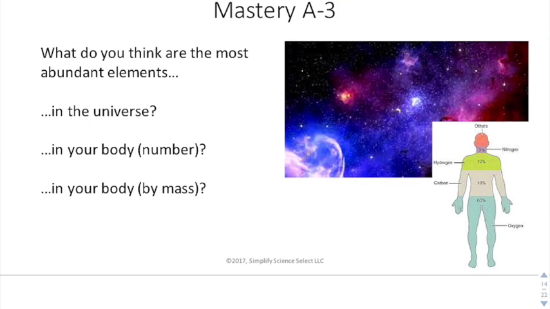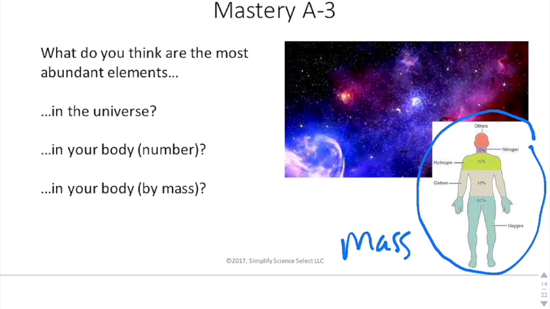It says, what do you think are the most abundant elements in the universe, in your body? And then there's a specificity: in your body by number and in your body by mass. And there's a little difference there. If you were to look at this, it kind of depends on how you look at it. Here's an example, and this is done by mass. You see that oxygen represents 65% of your mass, carbon represents 18%, hydrogen represents 10%, and then 3% nitrogen, and the others make up the rest. So really, it looks like it's going to be oxygen.